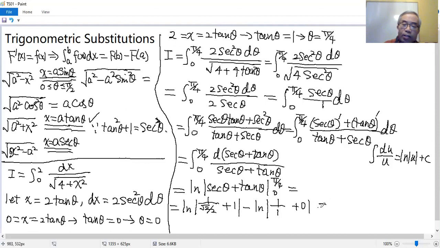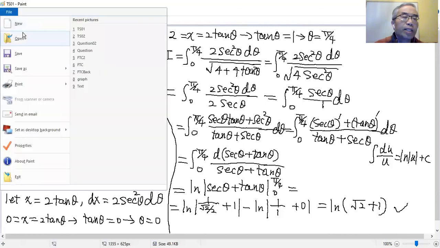So you can see the final answer should be ln of (square root of 2 plus 1) minus ln of the second part, which equals 1, and ln 1 just equals 0. So that should be the final answer. Now, let's look at the other example.